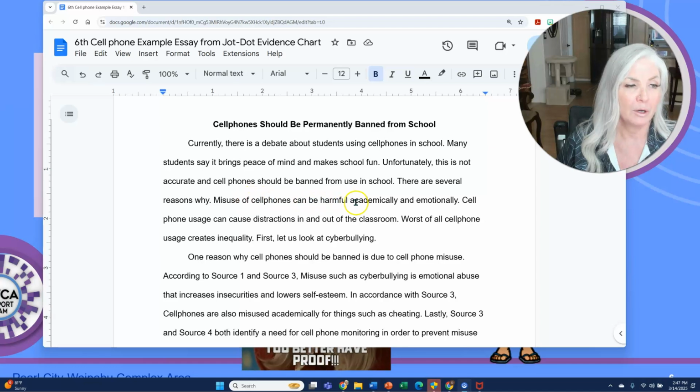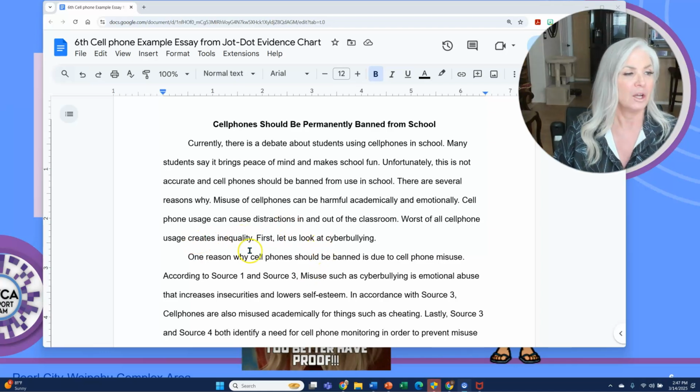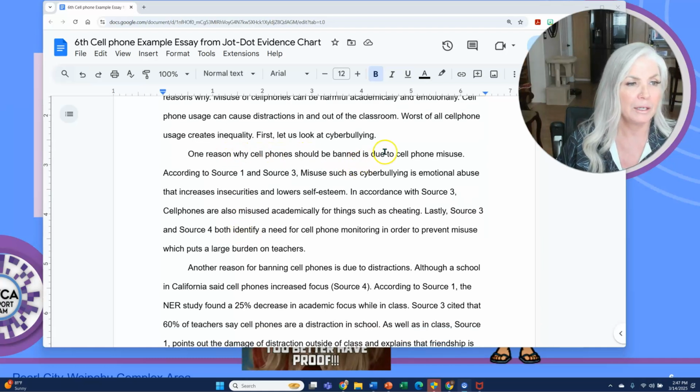Misuse of cell phones can be harmful academically and emotionally. Cell phone use can cause distractions in and out of the classroom. Worst of all, cell phone usage creates inequality. First, let's look at cyberbullying. One reason why cell phones should be banned is due to cell phone misuse.